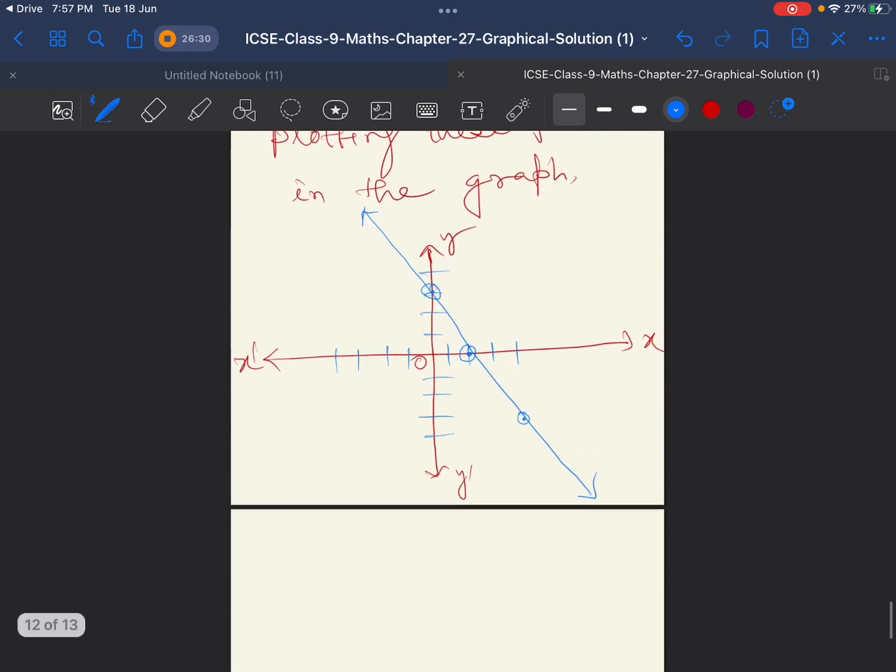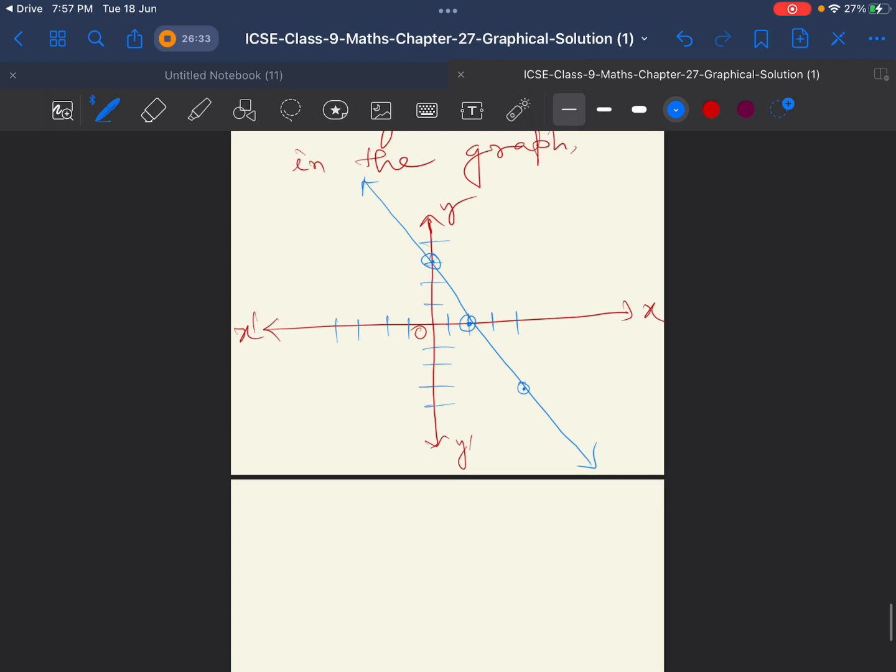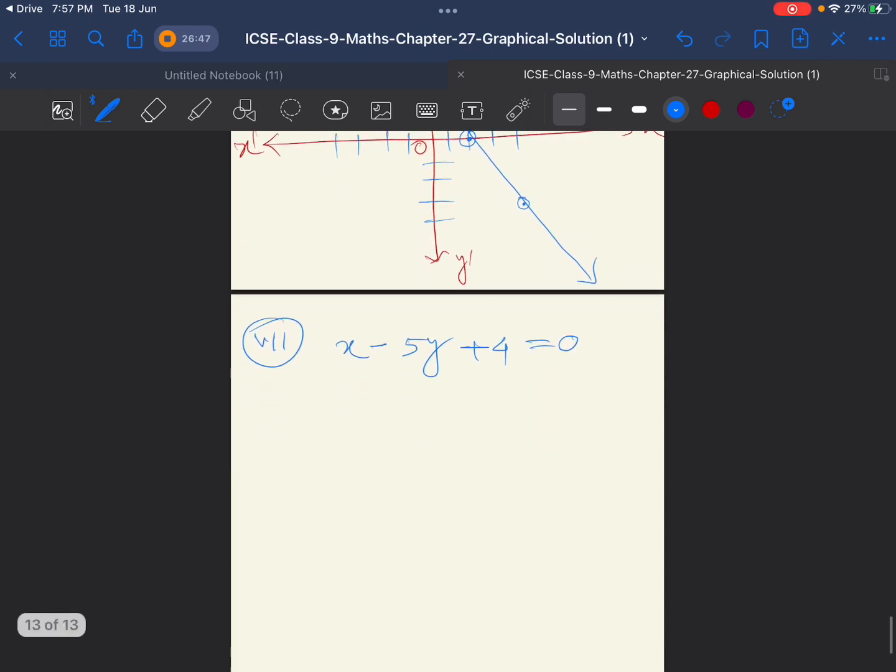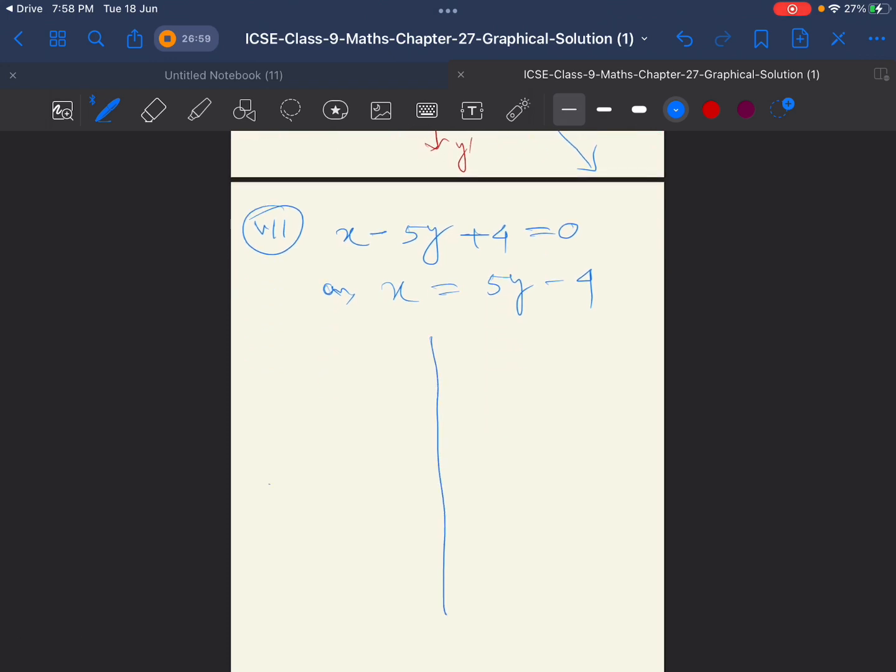This is the straight line. Okay, so this is a straight line in this graph. Okay, question number 7. x - 5y + 4 = 0. Okay, so first we make x the subject: x = 5y - 4.